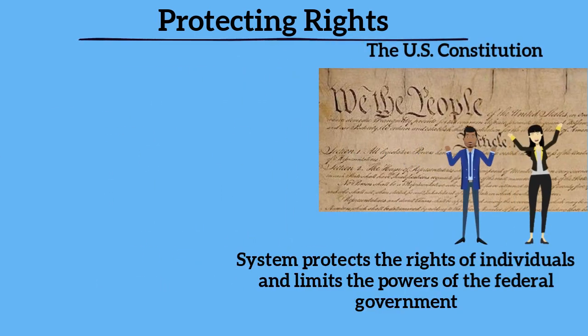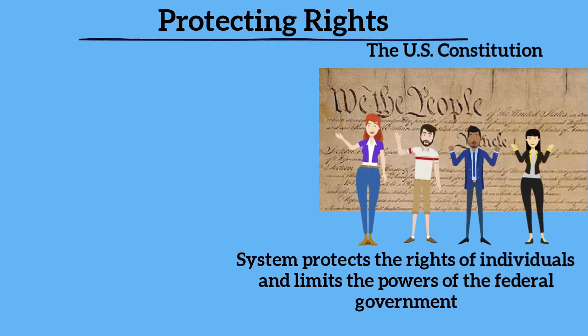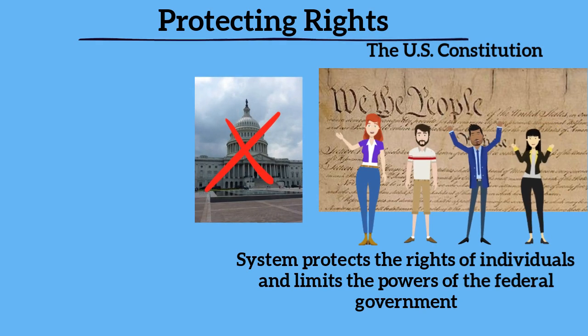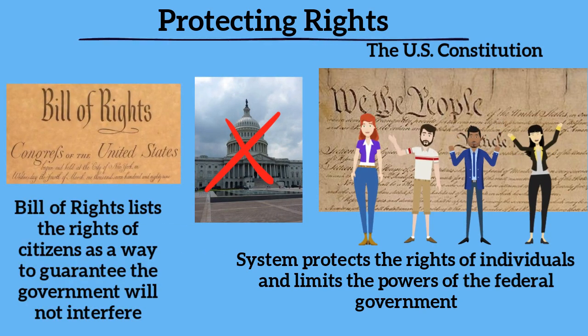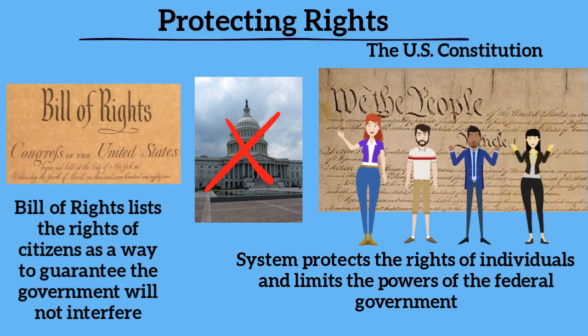So the Constitution establishes a system that protects the rights of the individual and also limits the powers of the federal government. Later on, they added the Bill of Rights to list the rights of citizens in order to guarantee that the government won't interfere with those rights.